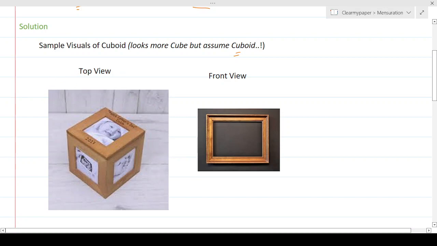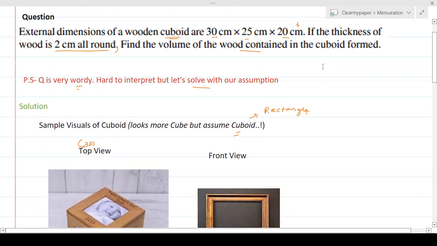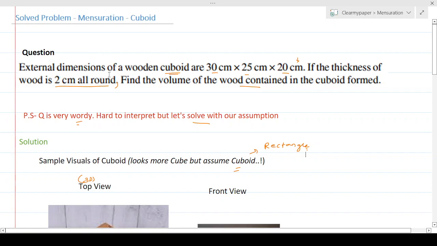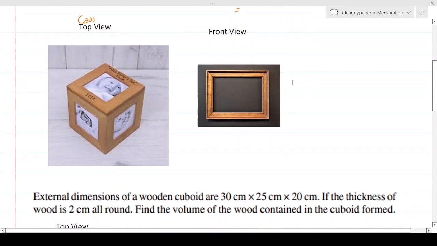Let's say instead of top view, you can say 3D view, and this is the front view. If you just take this front portion, it will look like two rectangles placed within each other, because it's a cuboid, so we know it's going to be all plain rectangles. Let's try to understand what they're saying. External dimensions of the wooden cuboid, they've given the dimensions. That's pretty simple, so I've plotted it here.